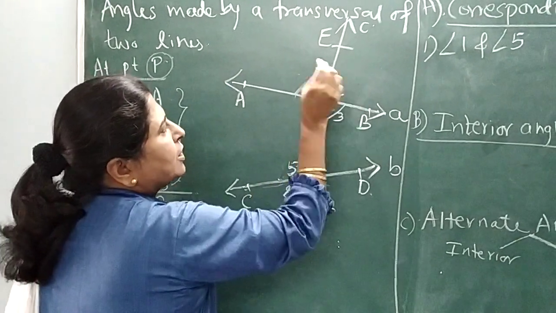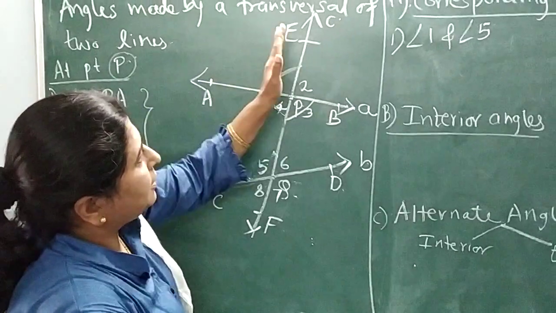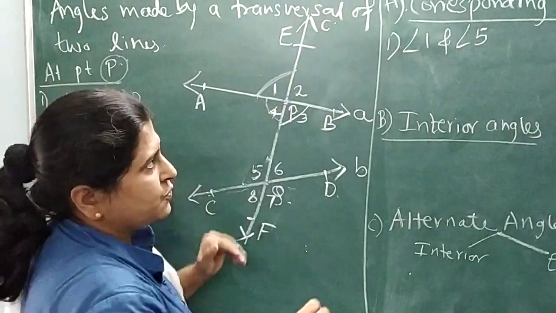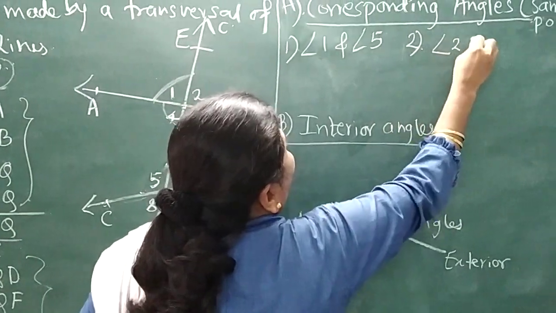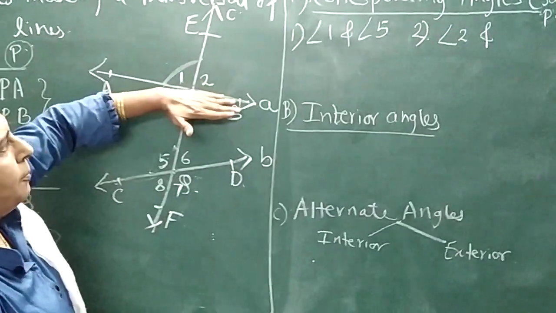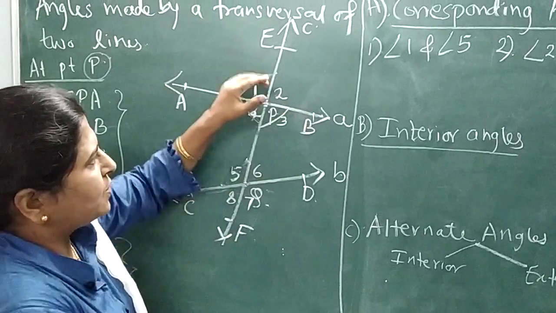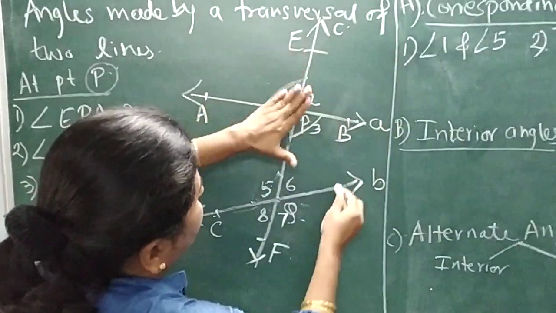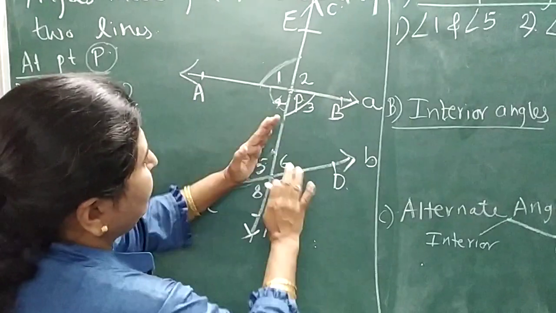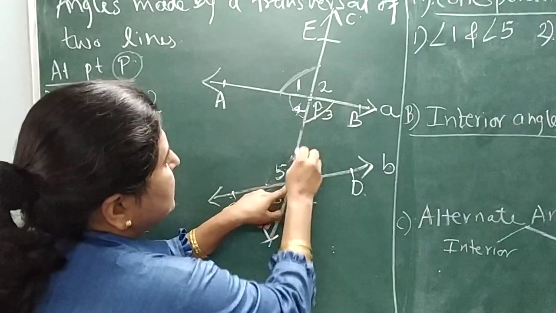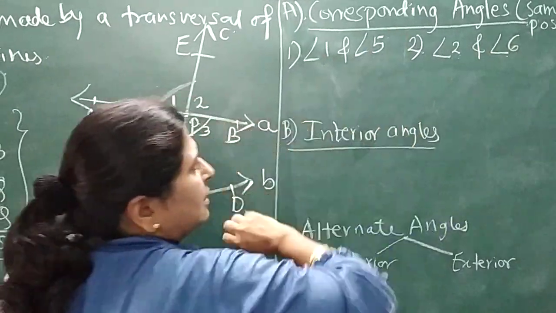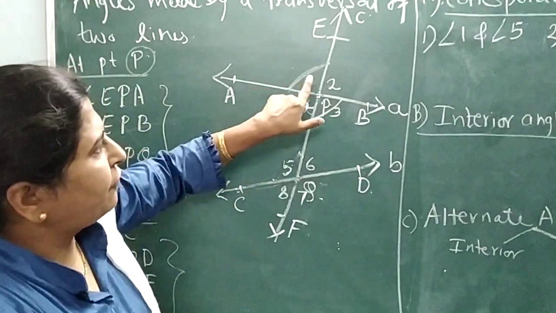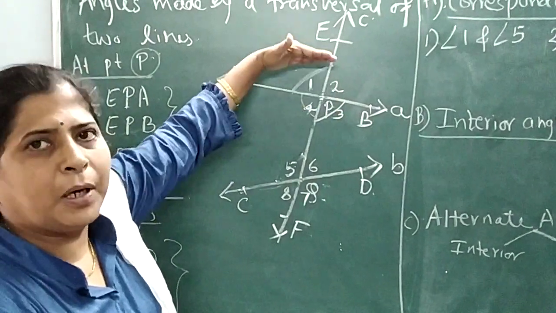Now if we are talking about angle 2, which is also above the line, but now it is to the right of the transversal. So the second pair: angle 2 is above the line and to the right of the transversal. Same here, above the line to the right, it is angle number 6. So this is 2 and 6. These two angles are corresponding angles. Now we have finished both the angles which are above the line.